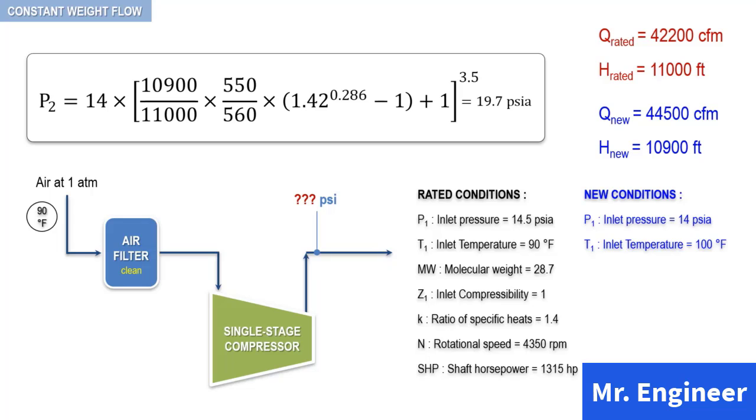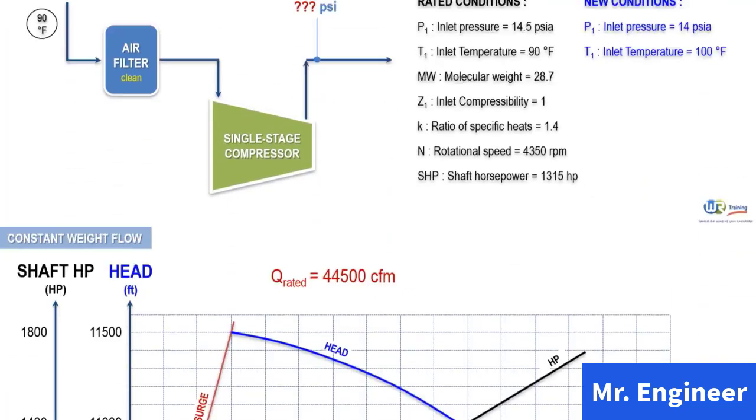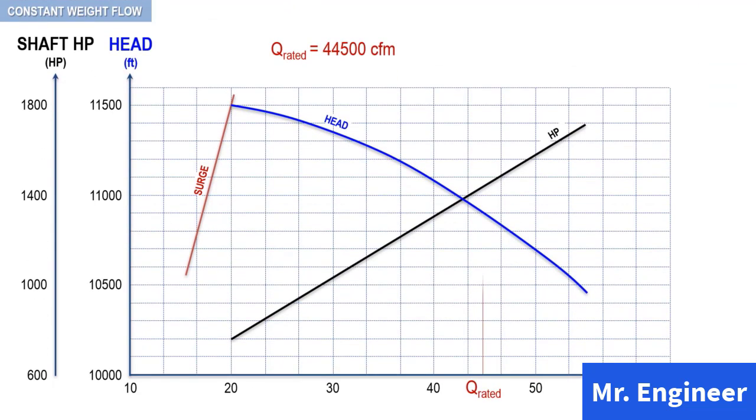Shaft horsepower for rated inlet conditions at a flow of 44,500 cubic feet per minute can also be determined from the performance curve of the compressor. As you can see here, it is equal to 1,410 horsepower.